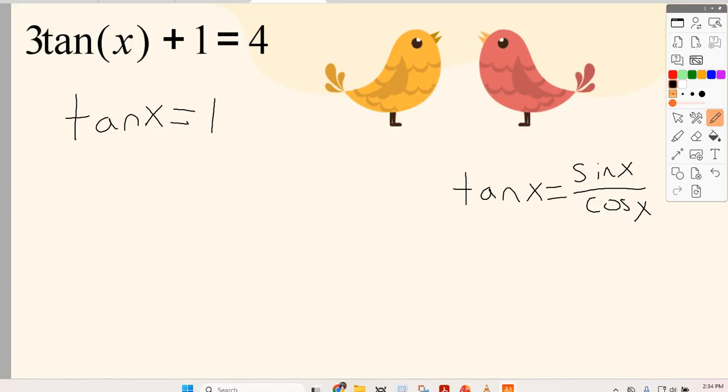And where does that happen at? Pi over 4. Okay. And where else is tangent positive? 5 pi over 4? Yeah, in our 3rd quadrant. And so in our 3rd quadrant, with a reference angle of pi over 4, we have 5 pi over 4.